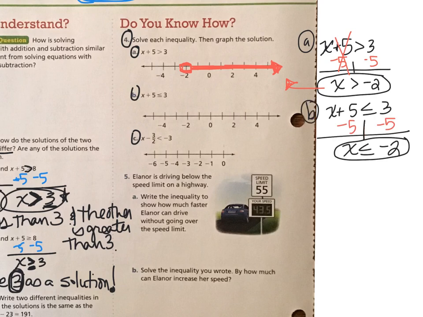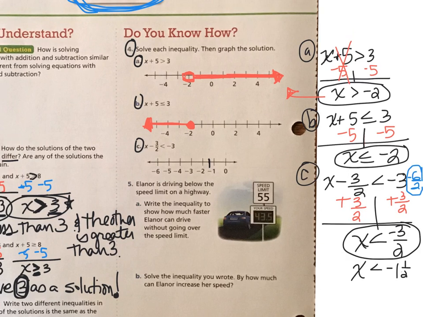In part B, you'll see a similar inequality, but this one says x plus 5 is less than or equal to 3. So when I subtract 5 from each side, I get x is less than or equal to -2. So this time my circle is going to be closed and colored in because -2 could be a solution. And it says less than or equal to, which means I need to go to the left because that's where all the numbers are that are smaller than -2. Now let's take a look at letter C.